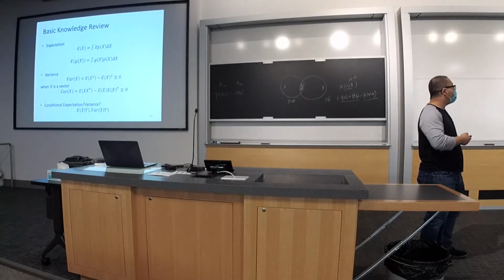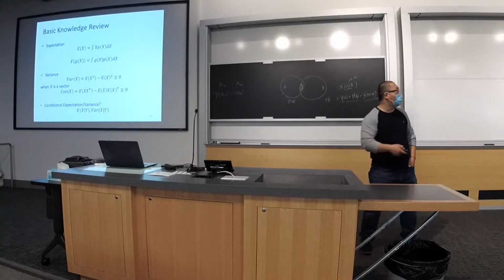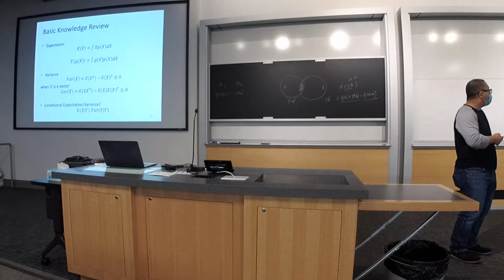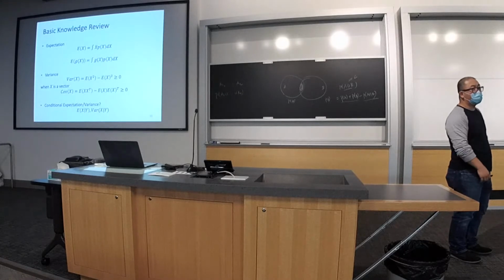And we can extend the definition of expectation for a random variable to a function of a random variable. Any function of a random variable is also a random variable. So when we calculate the expectation of some function g of X, how can we do that? We just replace X by g of X in this integral. That's it.